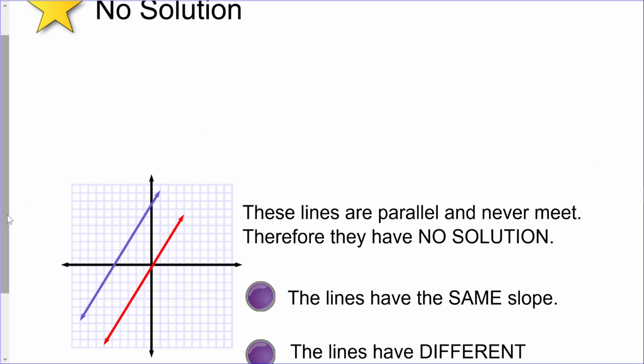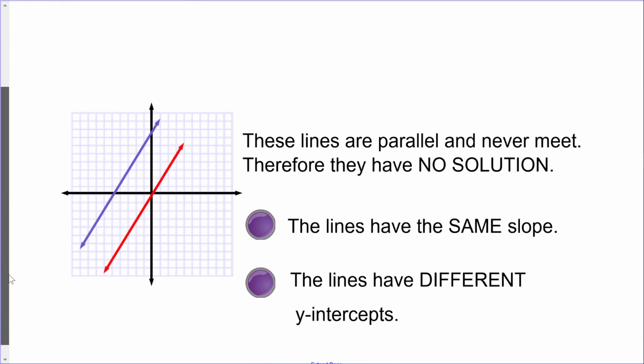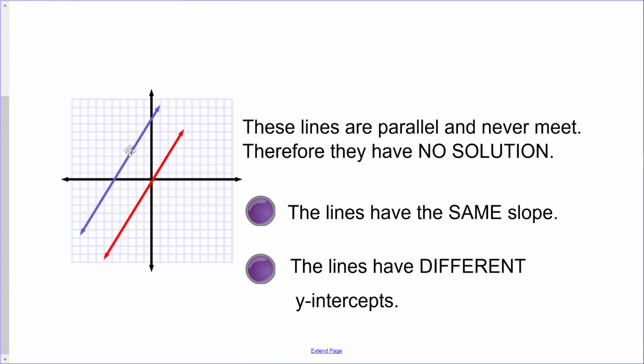When there's no solution, that means it's parallel lines. So what does that mean for your linear equations? That means that they have the same slope and they have different y-intercepts. So these have the same slope. As you can see, their steepness is the same, but where they cross the y-axis is different. Same slope, different y-intercepts.